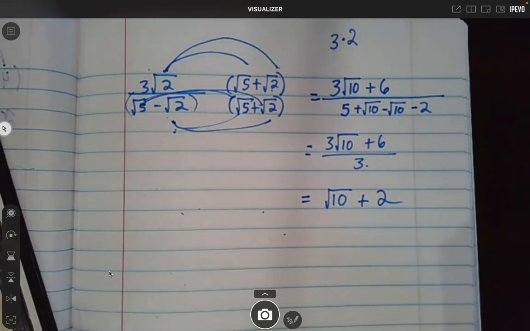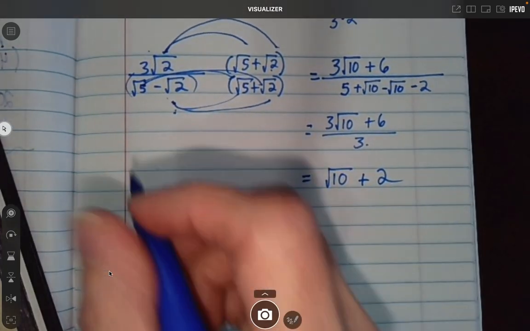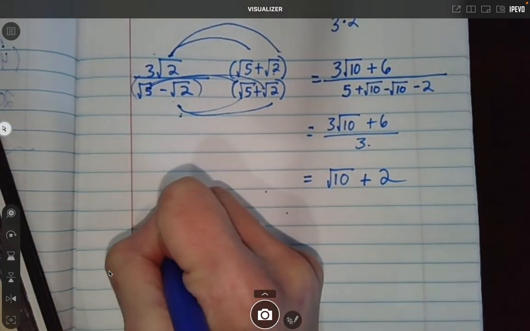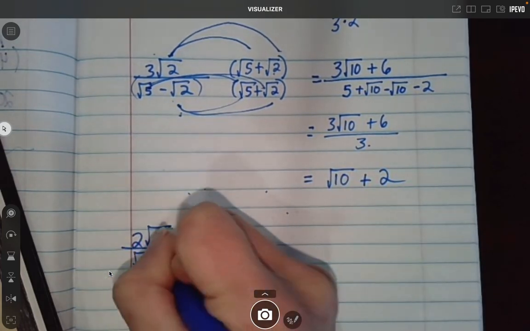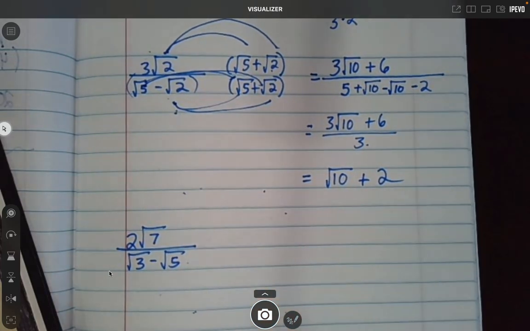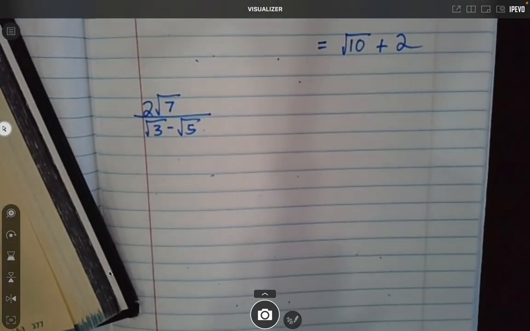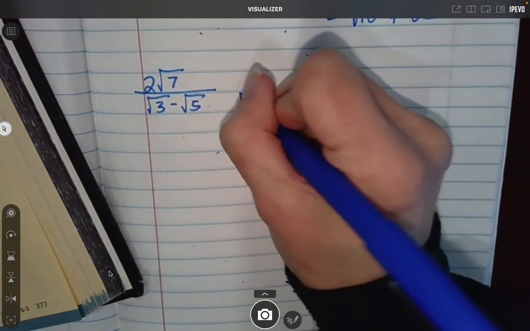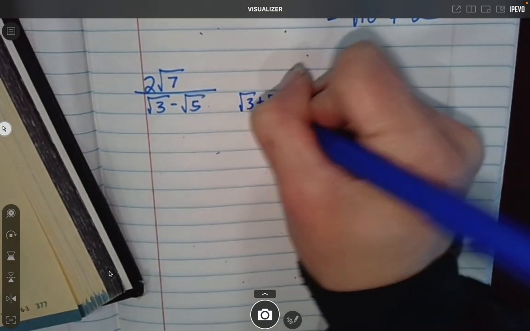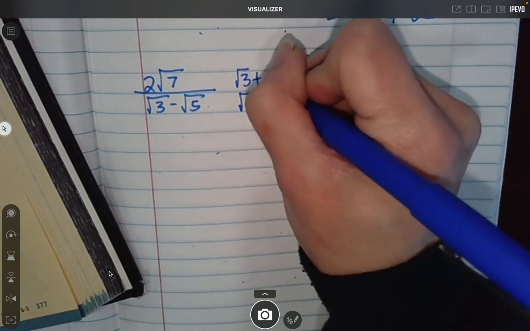Okay, can I write the next one? You want to try? Let's do another one just like it. 2 square root of 7 over square root of 3 minus square root of 5. Okay, what am I going to multiply by on this one? I can't divide all this, but I have to get... Yeah, so the square root of 3 plus the square root of 5. I have to multiply the top and the bottom.